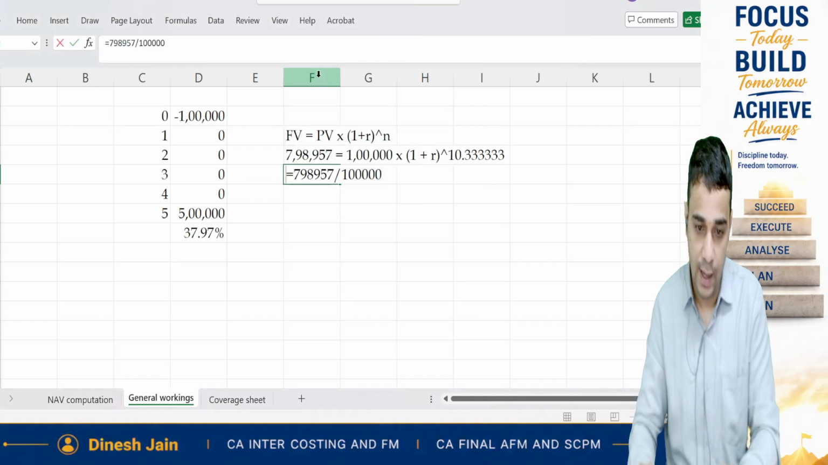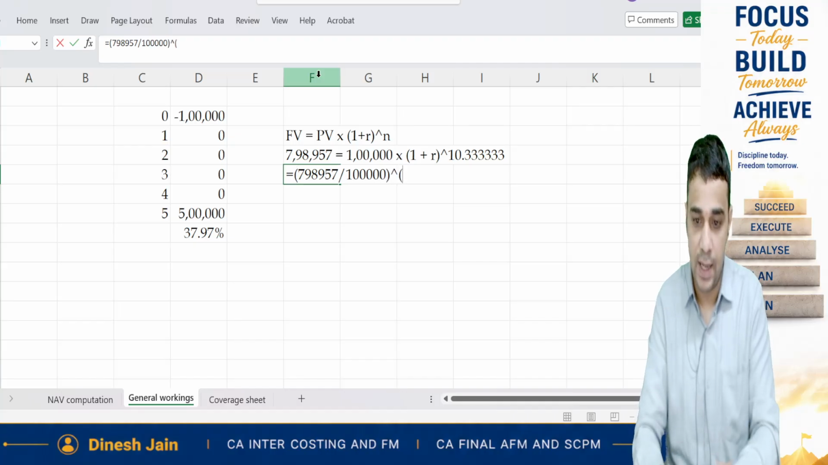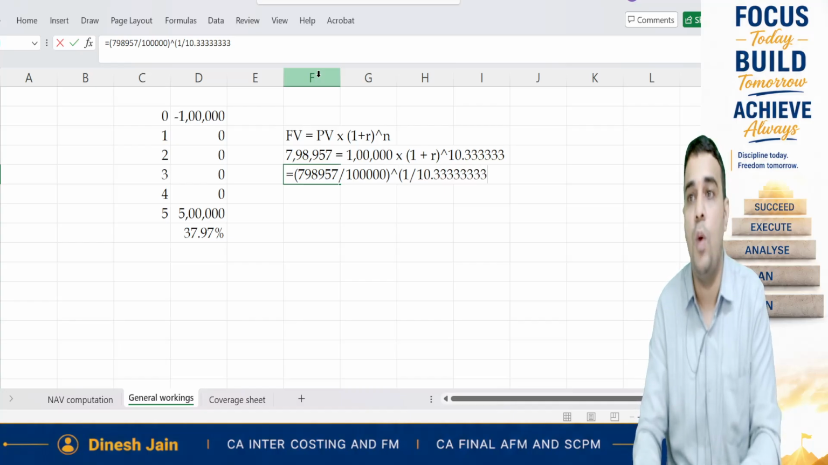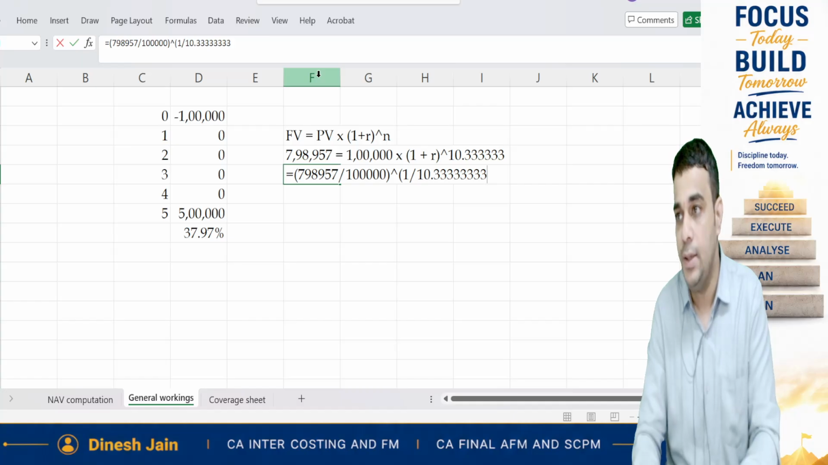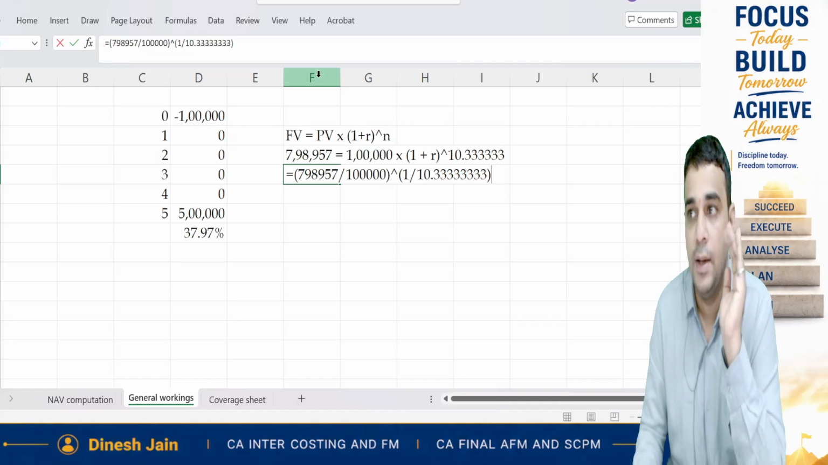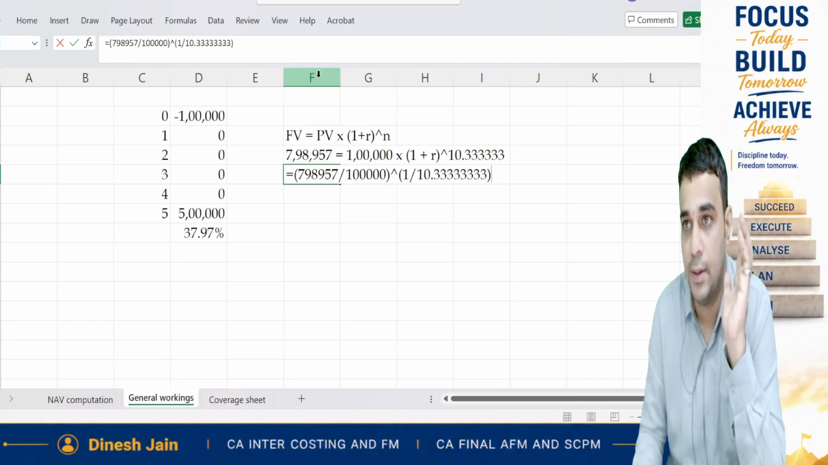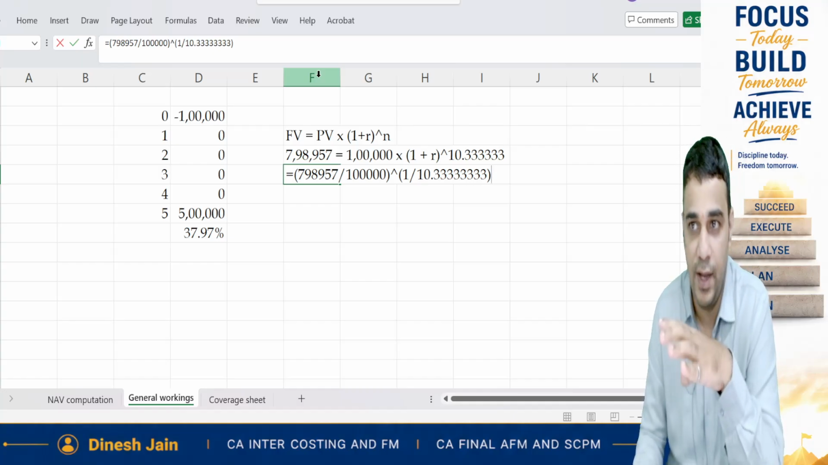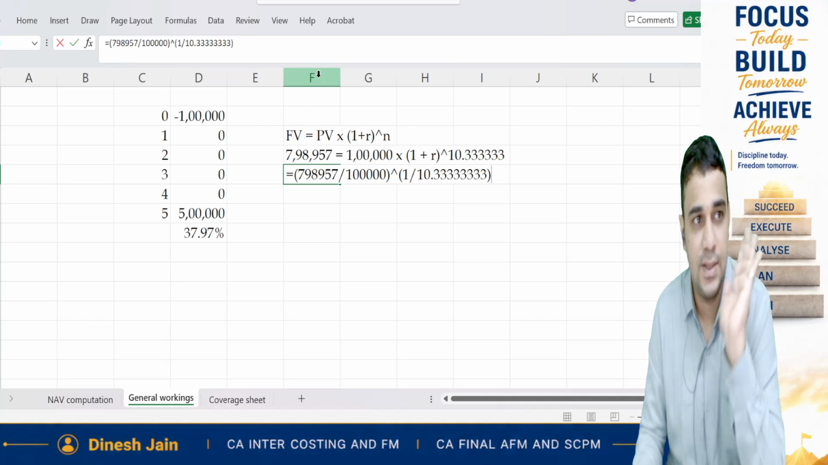I do this, and the power, when it comes to the other side, is 1 divided by 10.333. Don't worry about the numbers, focus just on the concept. Anyway, this you can't do in your calculator. There are ways to do it in the calculator. You do some 12 times, some root, there are some ways, but still let us just understand this.